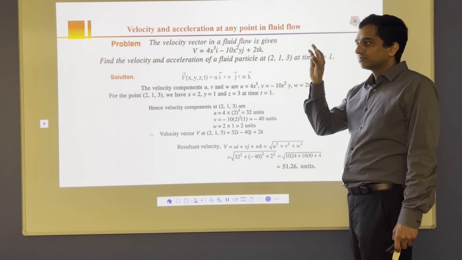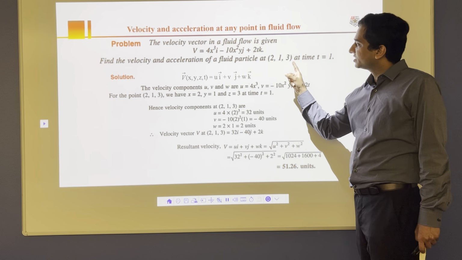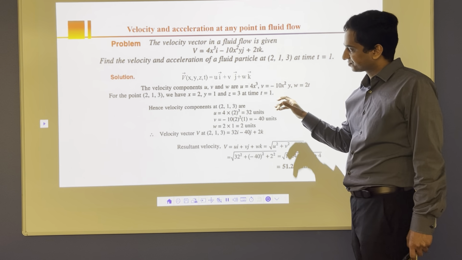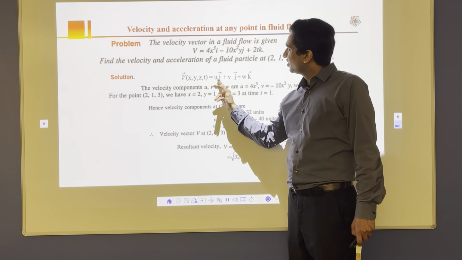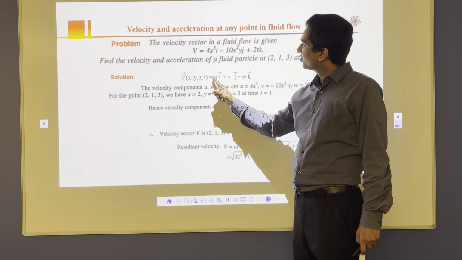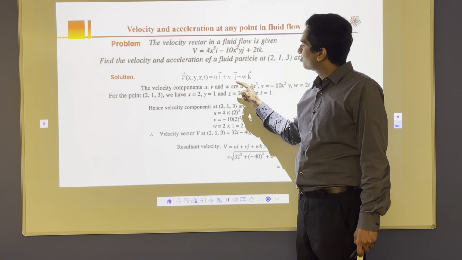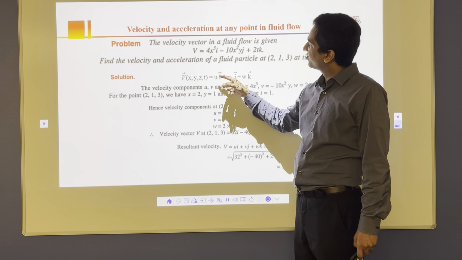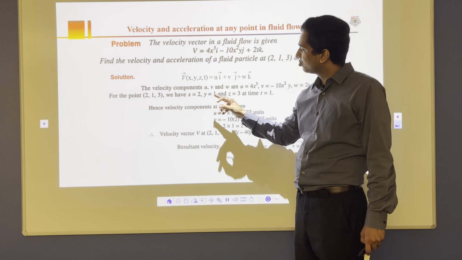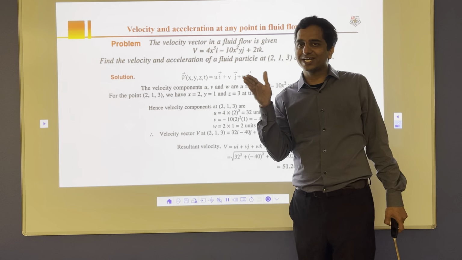Once it reaches that point, I want to know what is the velocity. The particle will continue, but at that instant, at that point, I want to know the velocity, I want to know the acceleration. We start with velocity, we correlate these coefficients. So 4x cube i, this is nothing but u, minus 10x square y is nothing but v, 2t is nothing but w. So we correlate this equation with the regular equation of i, j and k, and if you do that, you will get the values of u, v, w, that's velocity in x, y and z direction.